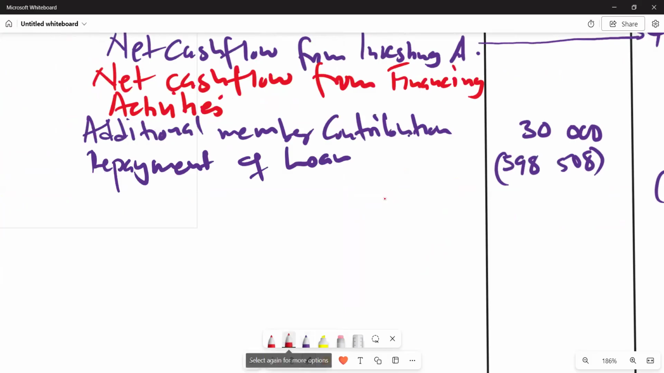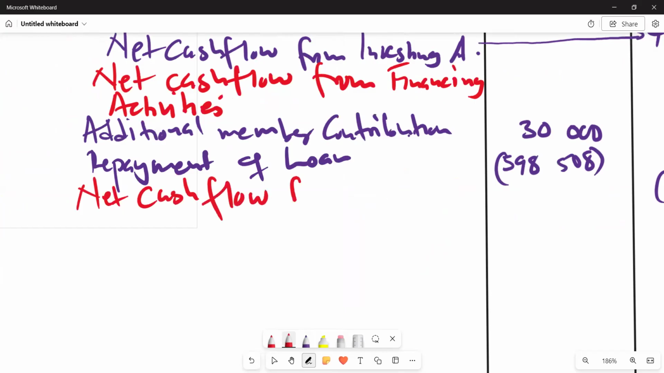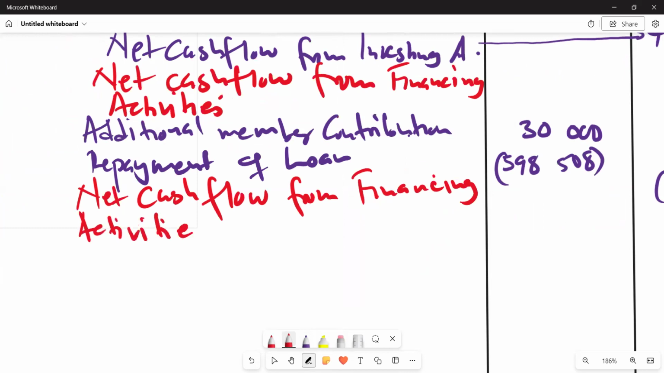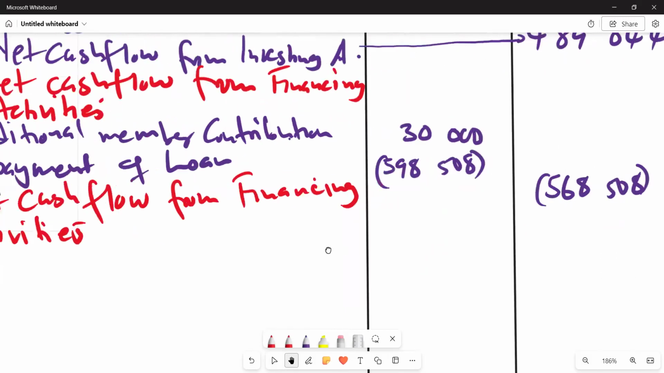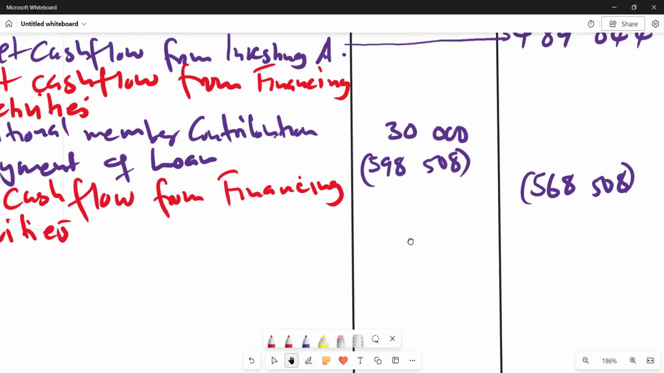So here we are saying net cash flow from financing activities. So this is what we have in terms of net cash flow from financing activities, and we see that the figure that we got, obviously it's a negative figure of 568,508. So this is what we have.